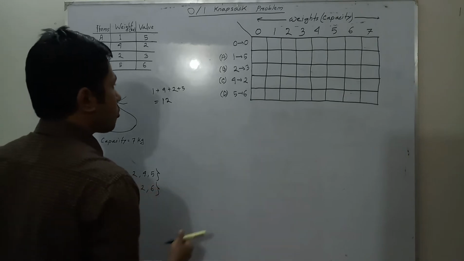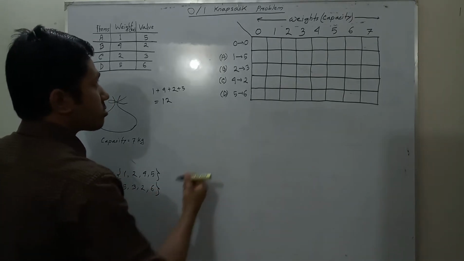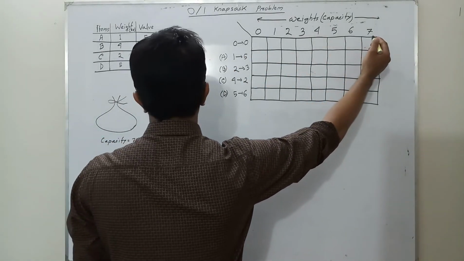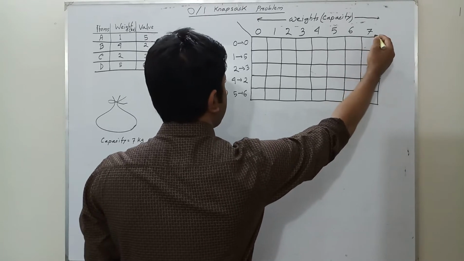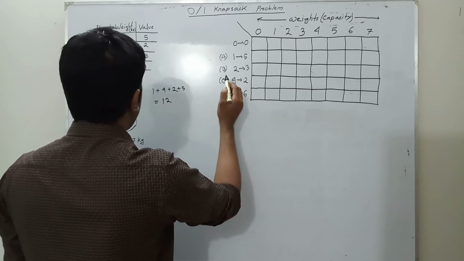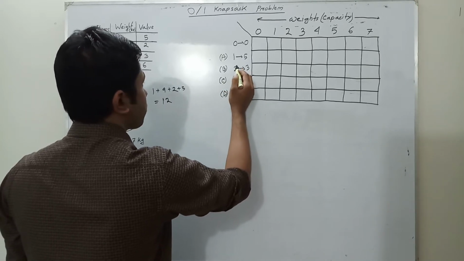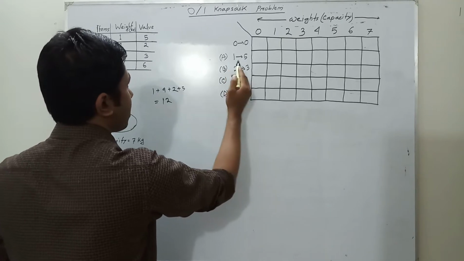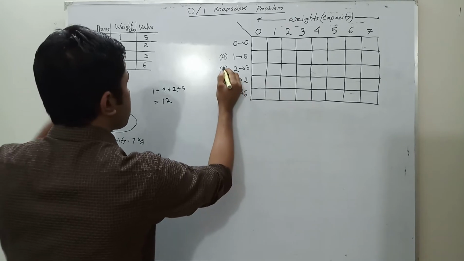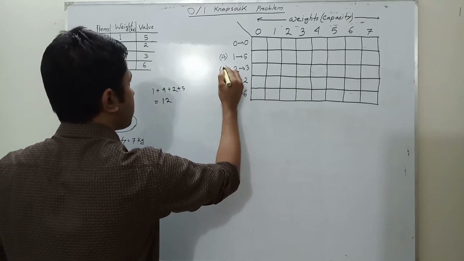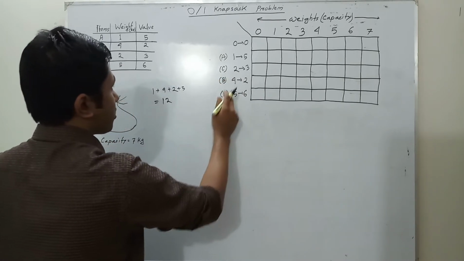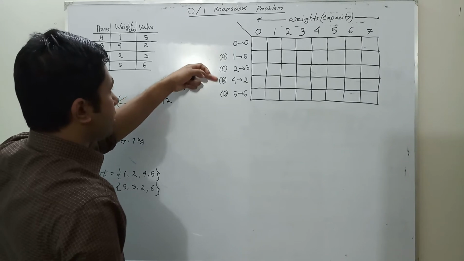Here I have a table to solve the problem. Here there is a column 0 to 7, the capacity of the knapsack, and the rows represent the items. Here I need to take those items in sorted order by weight, that means first 1, 2, 4 and 5. This one is A, this represents C, and this one represents B. After sorting, I got A, C, B and D.